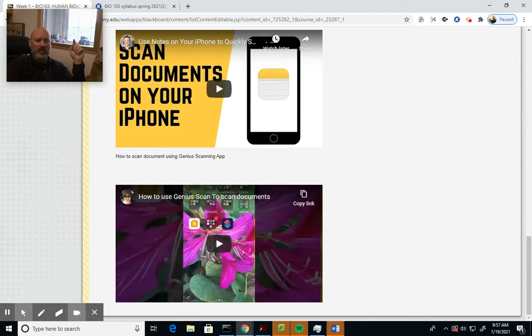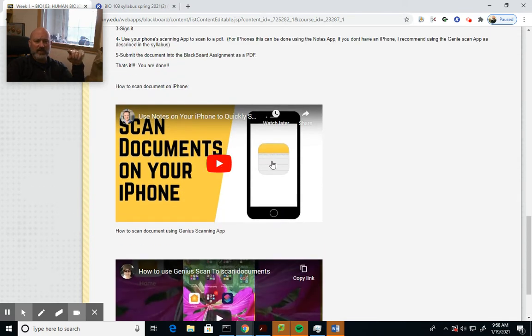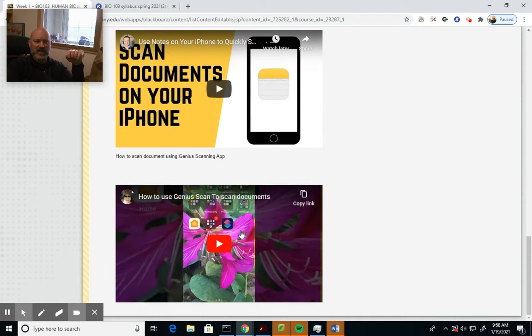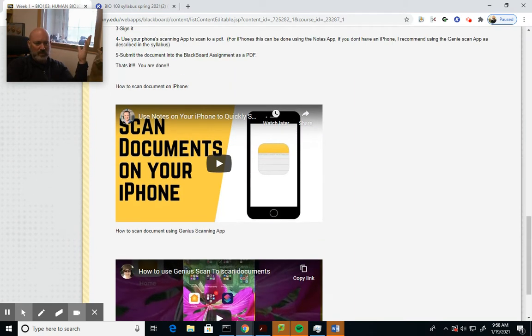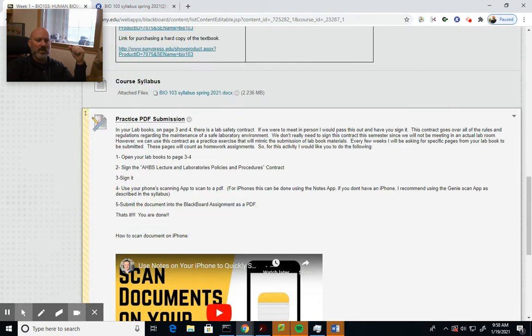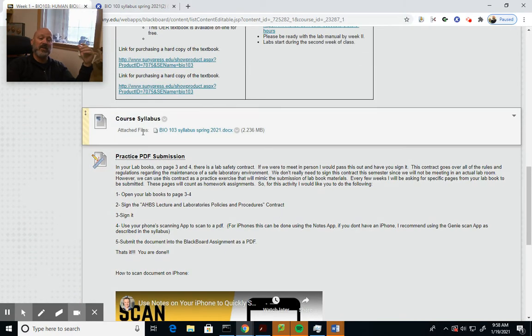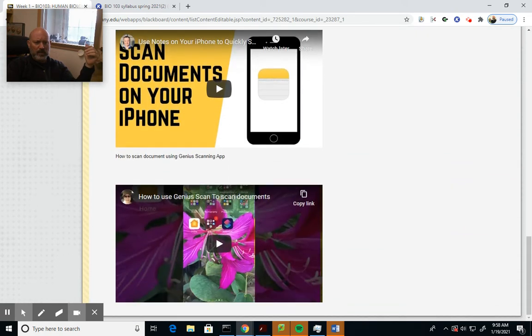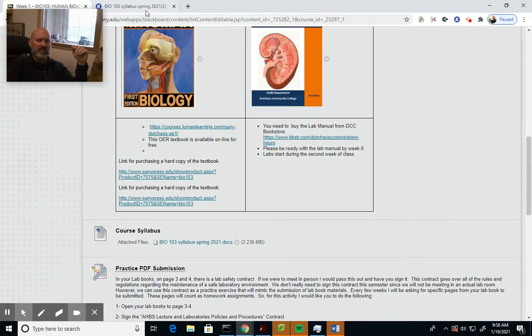I put 2 videos, how to scan your documents using the iPhone Notes app and how to scan a document and convert it to a PDF using the Genius Scan. So that's there, that's available to you. So this is just a practice assignment. Here's our syllabus again. And why don't we look at the syllabus actually?